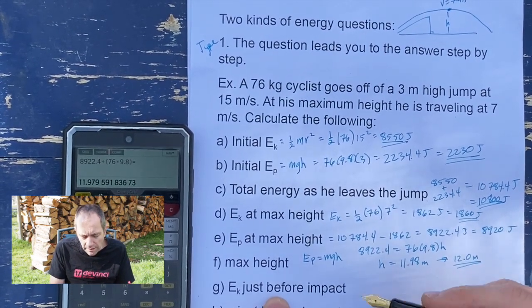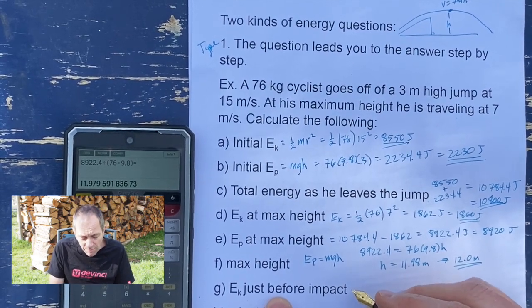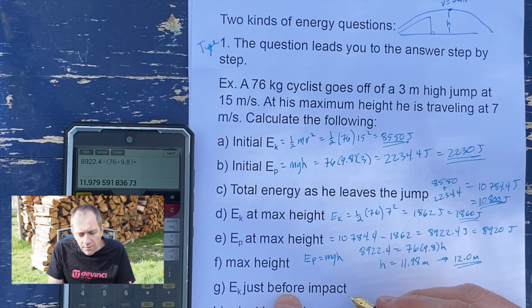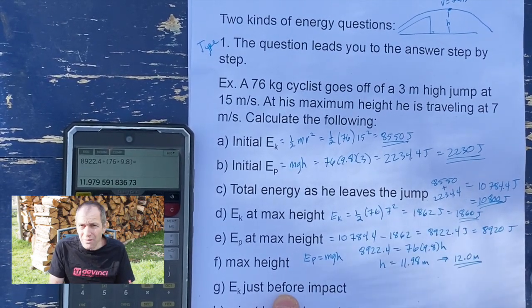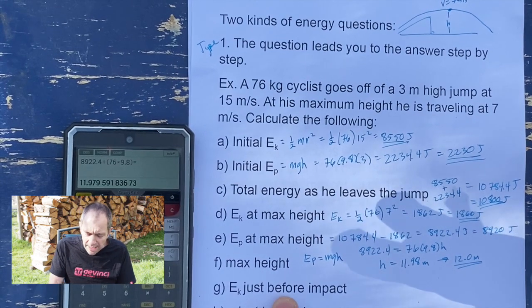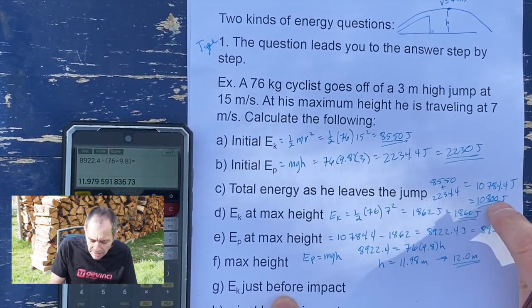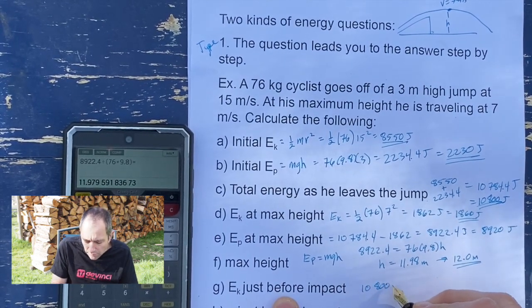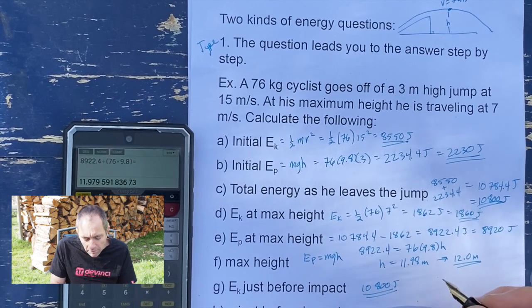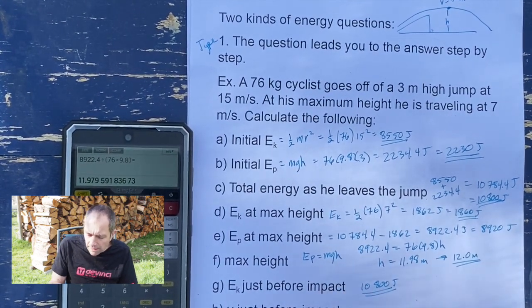And so again, you're thinking about what kinds of energy the cyclist has just before impact. So there's no height. That means there's no potential energy. There's no mention of friction. So that means all of your energy has to be kinetic. And so we're just going to use that energy up there. 10800 joules. The velocity just before impact, well, I'm going to use this answer here and then calculate for velocity.